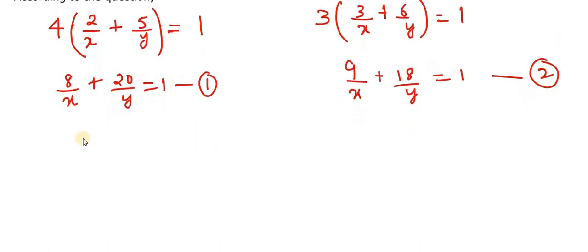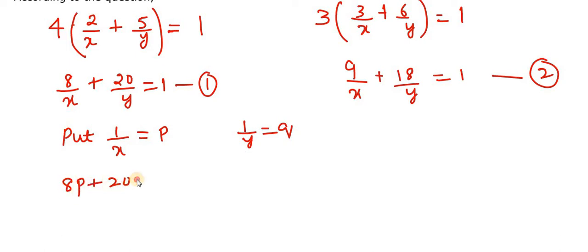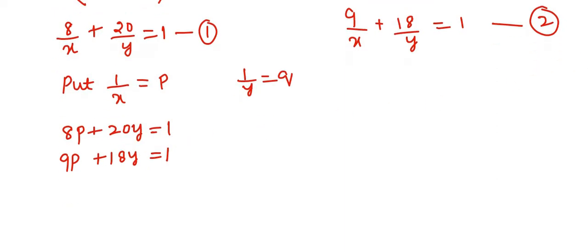Now you can put 1 by x equals p and 1 by y equals q. So 8p plus 20q is equal to 1, and next one, 9p plus 18q is equal to 1. You need to eliminate one of these, so I'll go for the elimination method. I'll multiply here by 9 and here by 8.